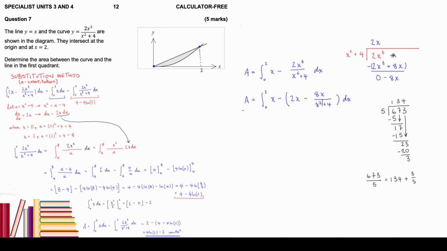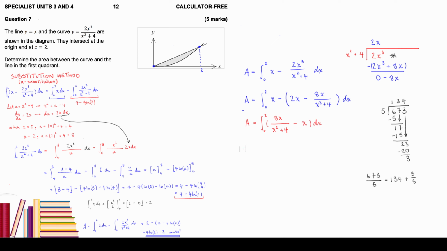So from here, guys, I'm going to rearrange my integral. So I'm going to call it the definite integral from 0 to 2. Now, I'm going to go x minus 2x will end up being negative x. And we've got this minus 8x over x squared plus 4. But minus minus will turn that into a positive. So I'm going to begin with that part. So we're going to have 8x over x squared plus 4 minus x dx.